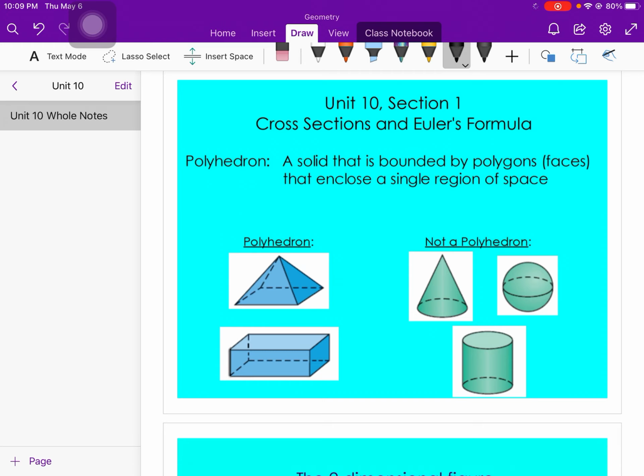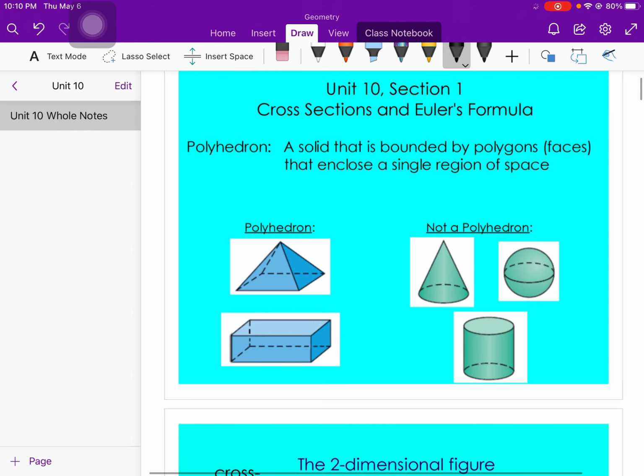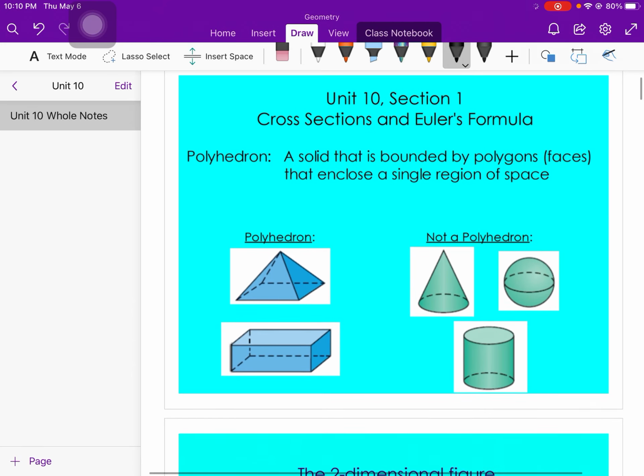So Unit 10 is going to be focused on three-dimensional figures. In Unit 9, we focused on 2D polygons, and we're still going to be working with polygons for a lot of the different formulas that we're going to use in this one, but three-dimensional meaning it kind of jumps out. It has three different dimensions that we're going to talk about.